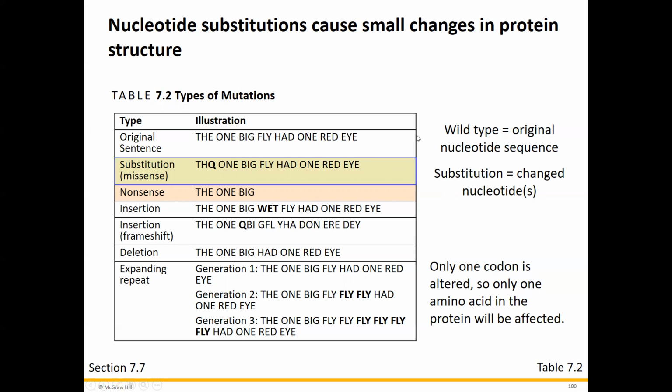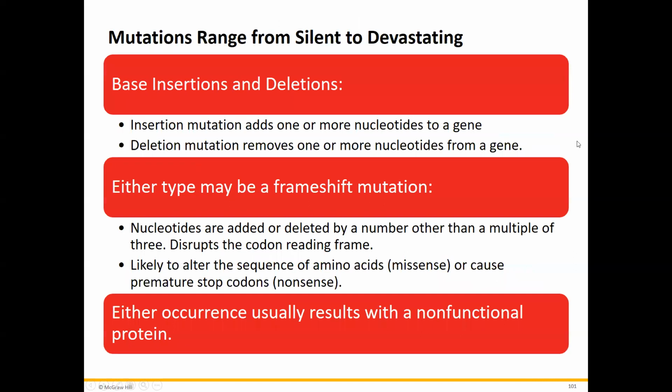Okay. Now they give you some wording here that you'll see over and over. Wild type means the original nucleotide sequence. And when we get into genetics, you will see organisms referred to as wild type. And a substitution is just changed out nucleotides. If you only have one codon that's altered, only one amino acid in the protein will be affected. So the figure here is demonstrating that just this amino acid in the protein will be affected. How much of an effect, we don't know at this point.